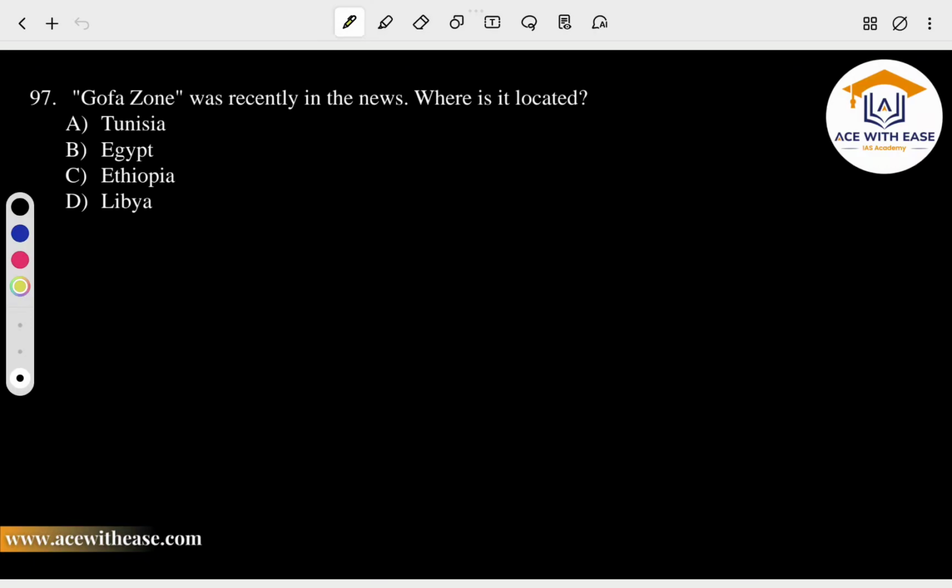97, Gofa zone was recently in the news. The Gofa zone is present in Ethiopia. Now it is in the news due to social, economic, and environmental developments going on in the Ethiopia region. This is where we have the Gofa zone.